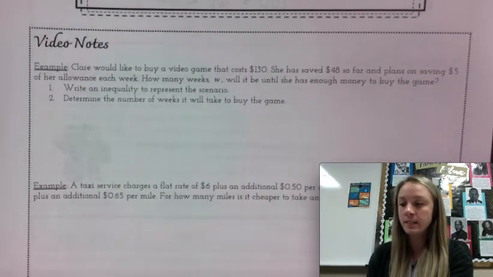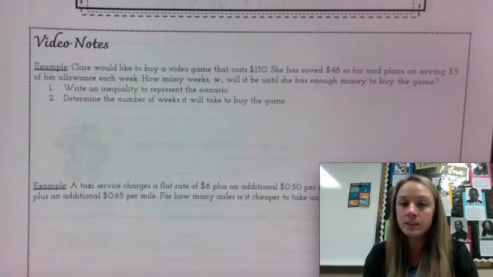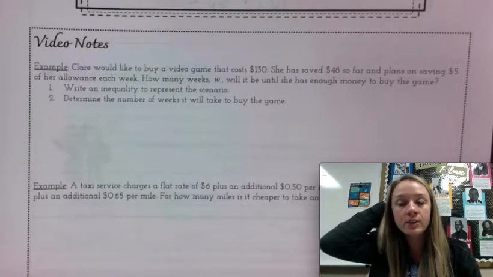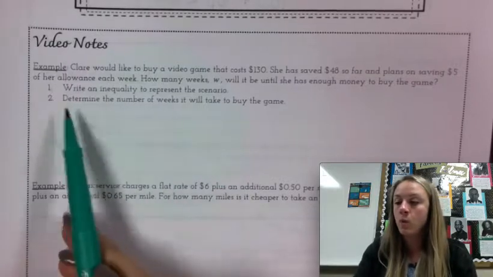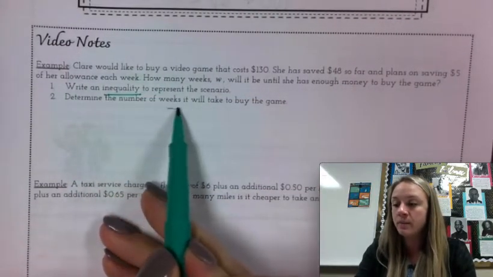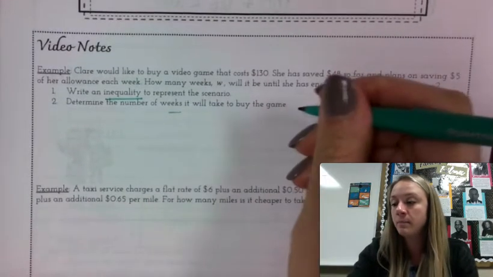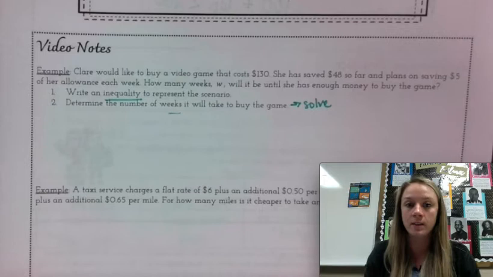So the first one says, Claire would like to buy a video game that costs $130. She has saved $48 so far and plans on saving $5 of her allowance each week. How many weeks will it be until she has enough money to buy the game? So one, we need to write an inequality to represent the scenario, and then determine the number of weeks it will take to buy the game. So this means to actually solve it. So we need to actually solve the inequality that we write.